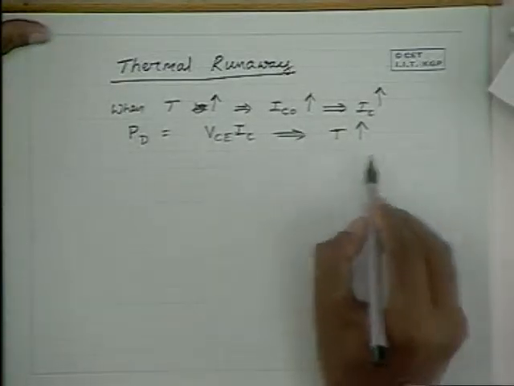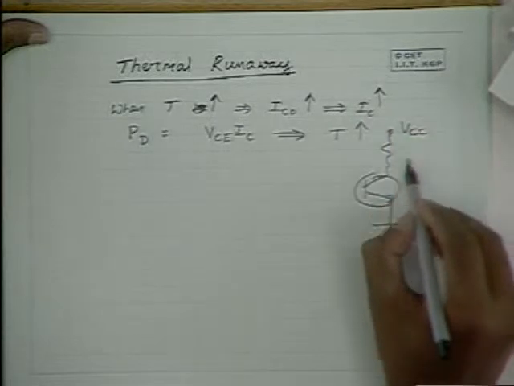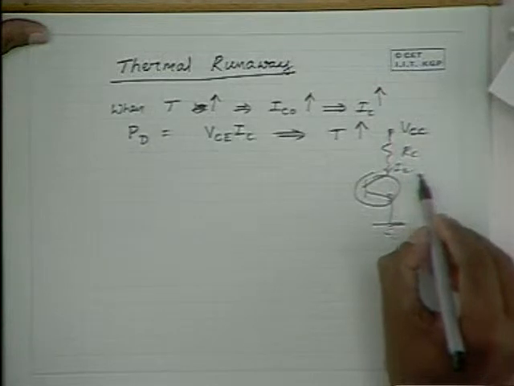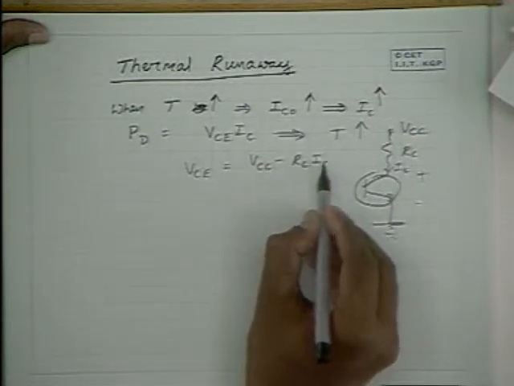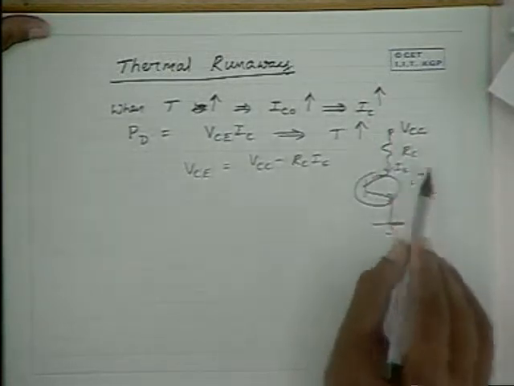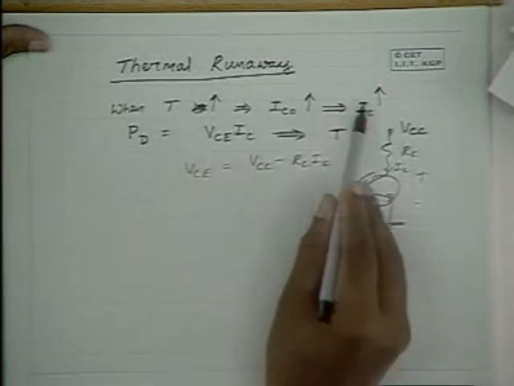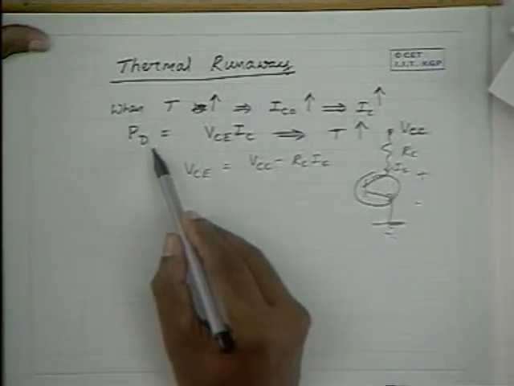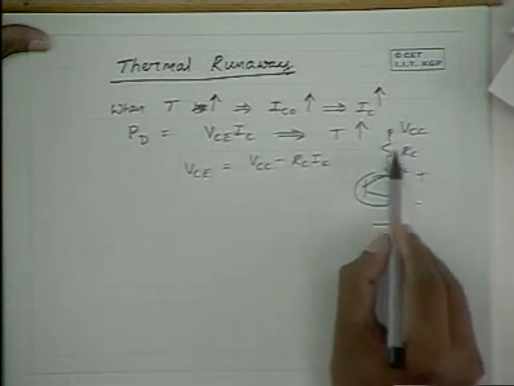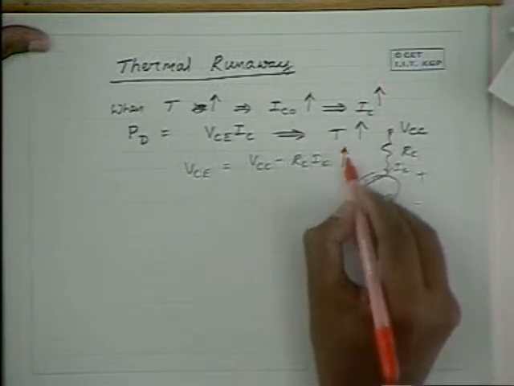Now, from the output circuit side, even in the case of a fixed bias circuit, if this is VCC and this is RC and this is IC, VCE is equal to VCC minus RC into IC. Once we have a collector resistance in the output side circuit, if collector current rises due to temperature rise or one of these reasons, I mentioned earlier that power dissipation may rise. But if you have this kind of situation where RC is used, then when IC rises, VCE decreases.